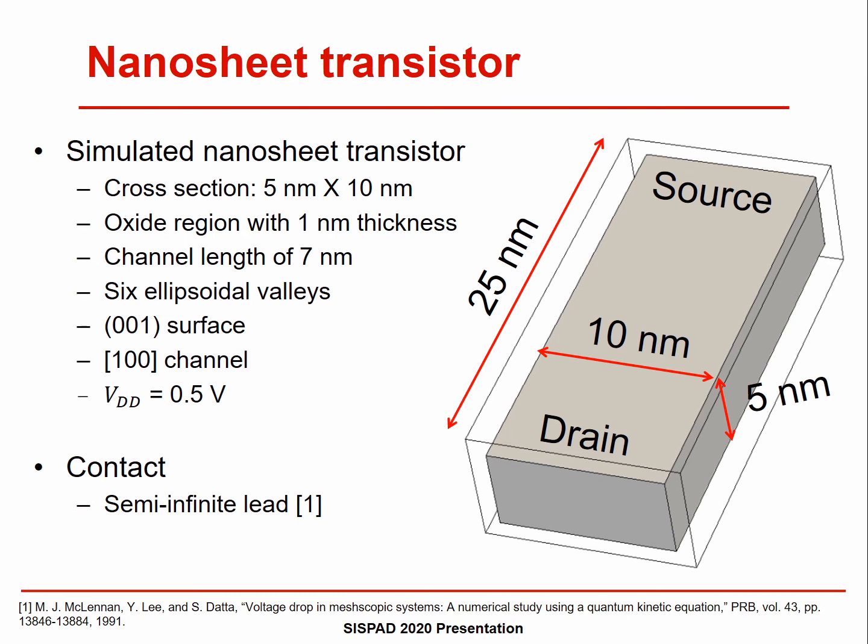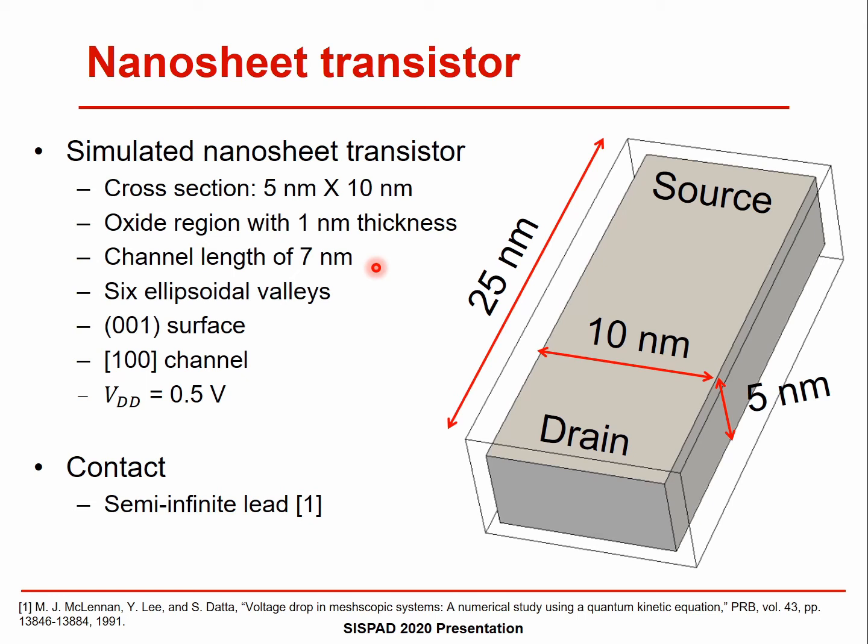A silicon nanosheet transistor with 5 nm by 10 nm cross-section, 1 nm oxide thickness, and 7 nm channel length is simulated. The total length along the x direction is 25 nm. The source drain regions are 9 nm long, and the doping density is 10^20 per cubic centimeter. The channel region is intrinsic. The gate contact is 7 nm long, and the gate work function is 4.3 electron volt.